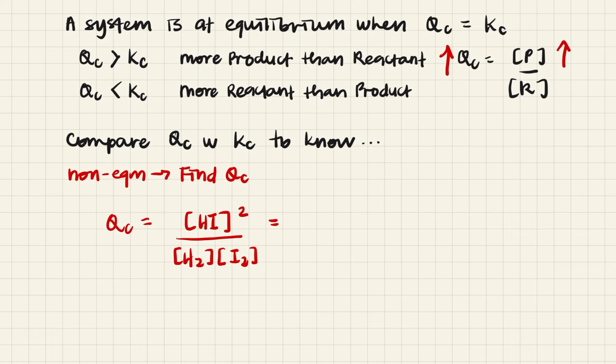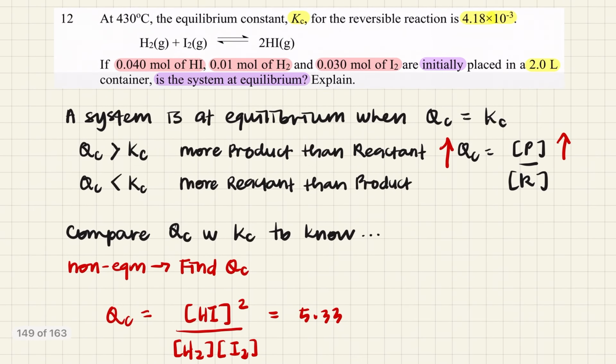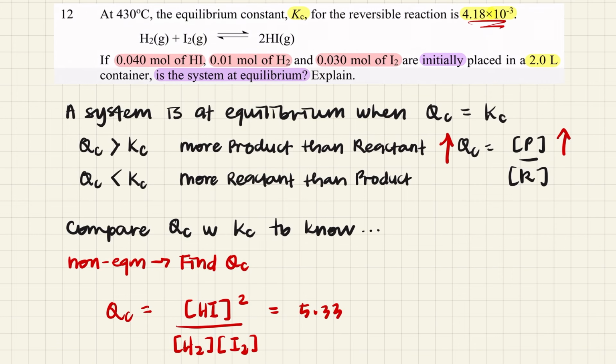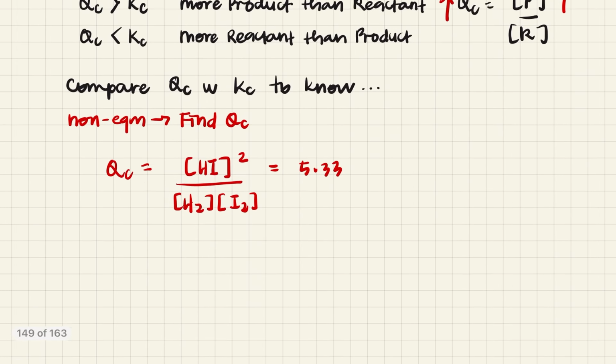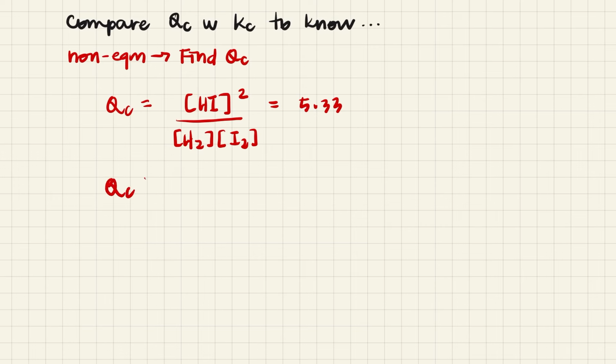Because there are marks later. So you will find that your Qc will be 5.33. Your Qc is 5.33 while your Kc is this. So which is larger? Your Qc is larger than Kc. So what does that mean? It means that the system is not at equilibrium. Thus, the reaction will shift, since it is not at equilibrium.